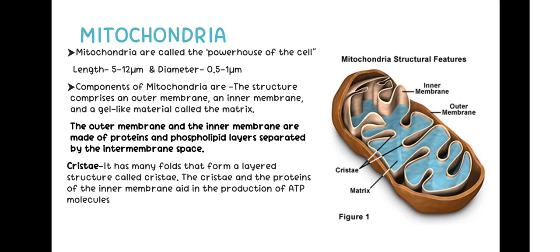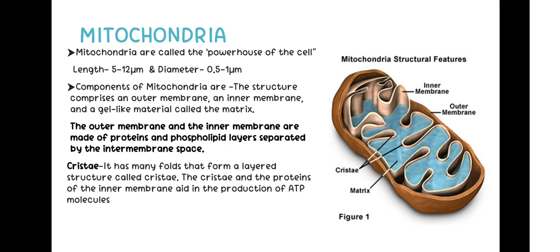The components of mitochondria: the structure comprises an outer membrane, an inner membrane, and a gel-like material called the matrix. In the picture we can see the inner membrane, the outer membrane, and the matrix present inside the mitochondria. The outer and inner membranes are made of proteins and phospholipid layers separated by the intermembranous space. The inner membrane has many folds that form a layered structure called cristae.